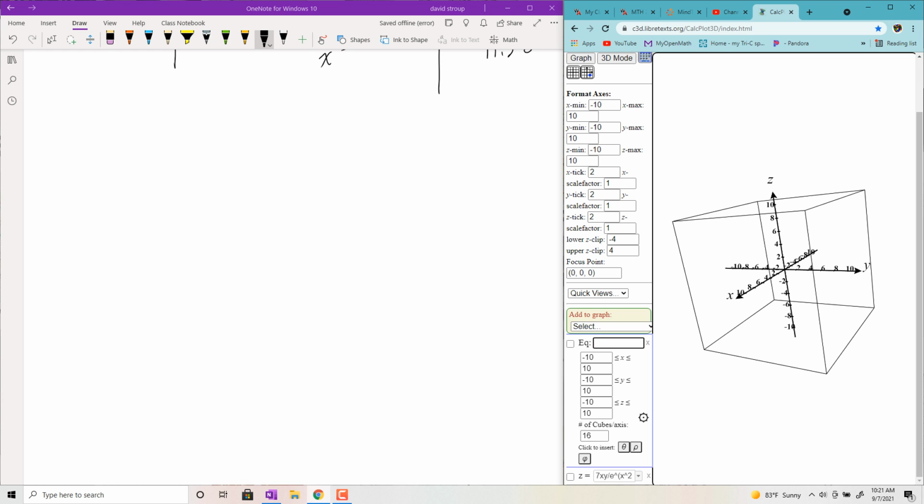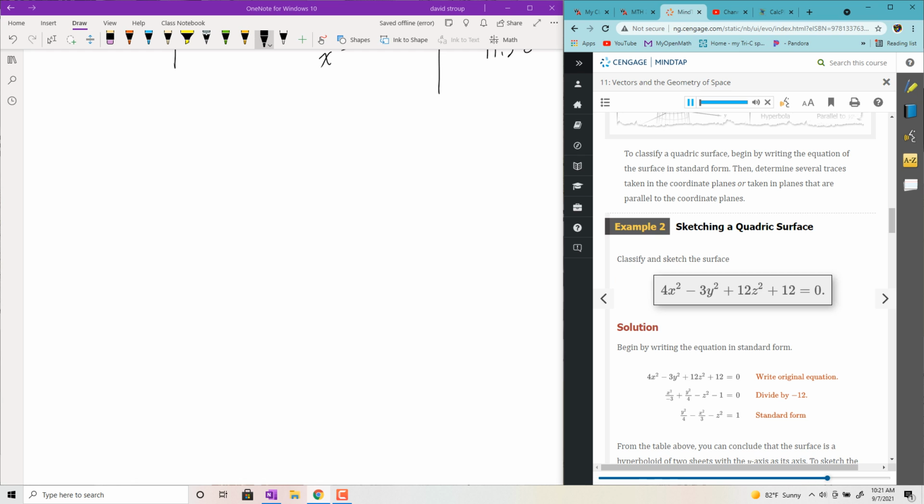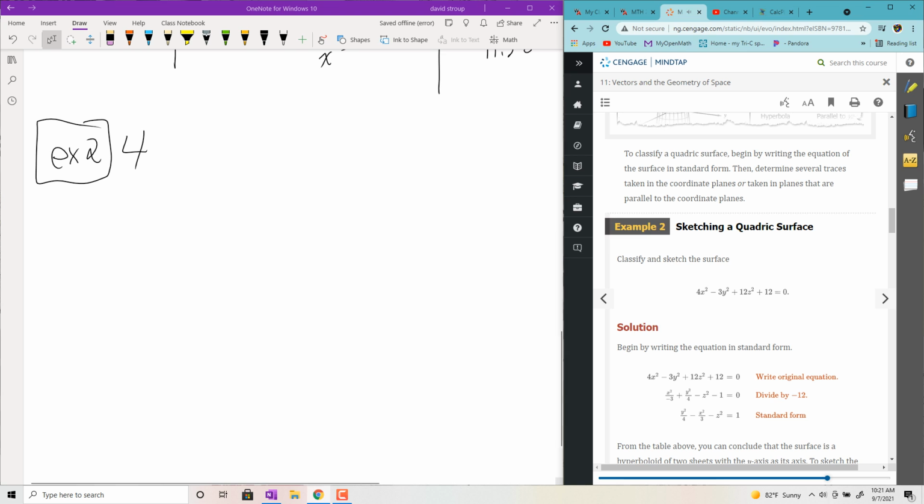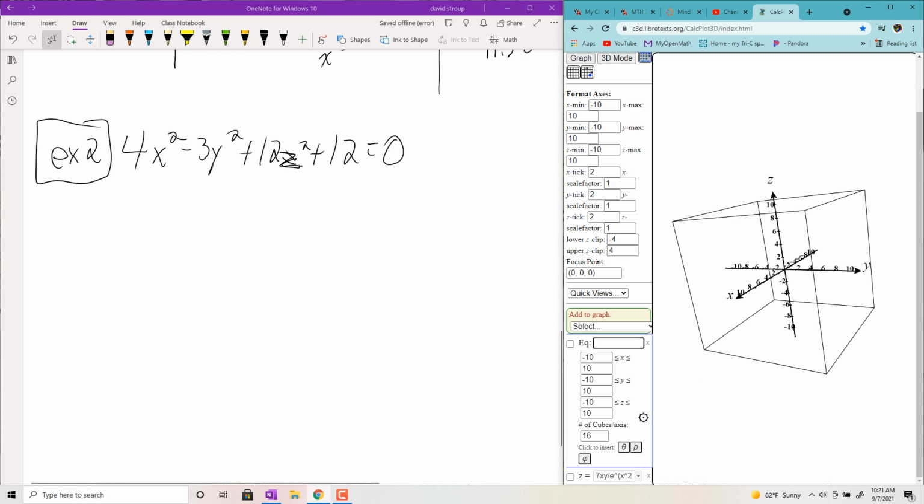And then you just plot it here. So let's go ahead and plot it using this computer software and see what happens. Example 2, we have 4x squared minus 3y squared plus 12z squared plus 12 is 0. Let's see what it looks like here. All we have to do is type 4x^2 minus 3y^2 plus 12z^2 plus 12 equals 0, and then push that button and it should plot it.